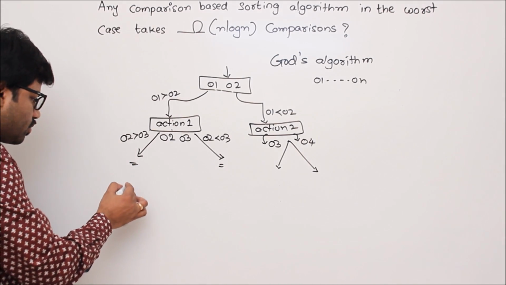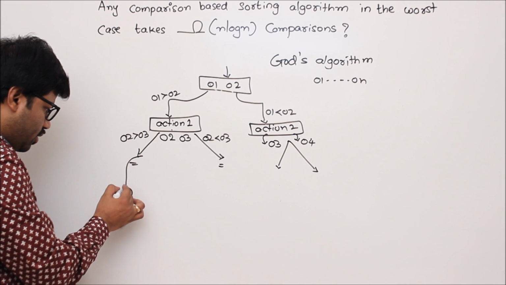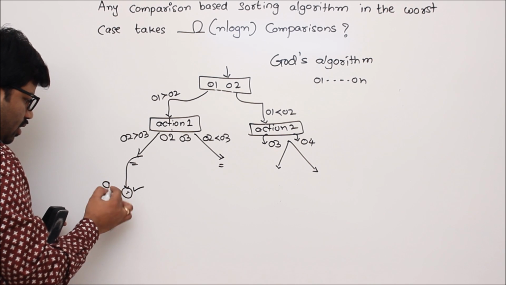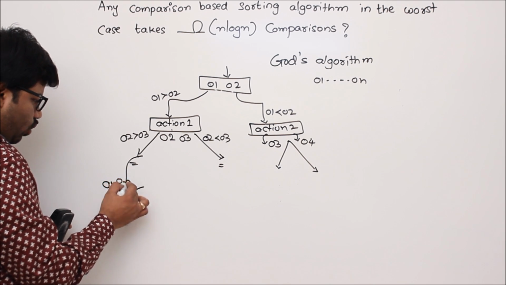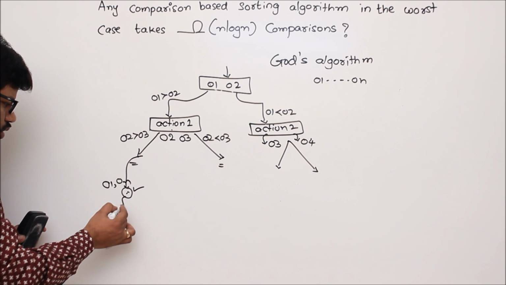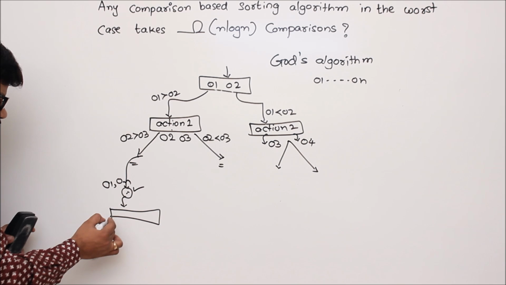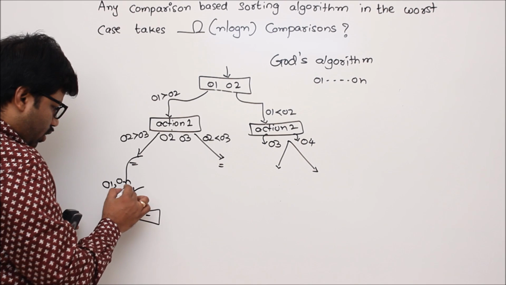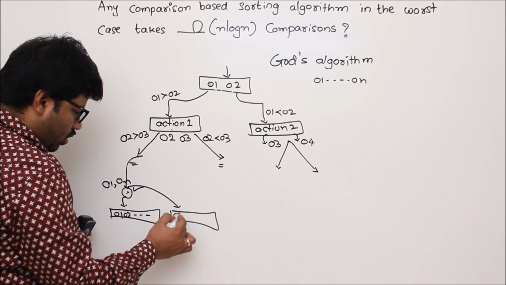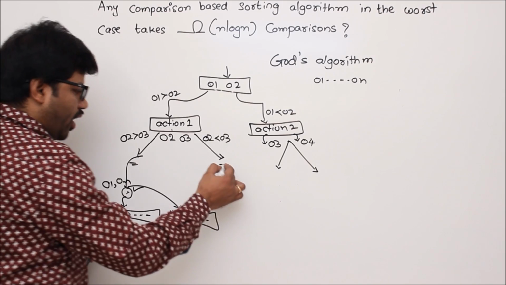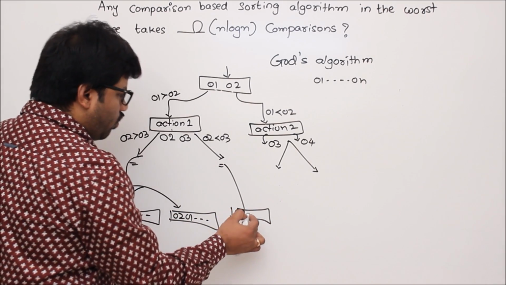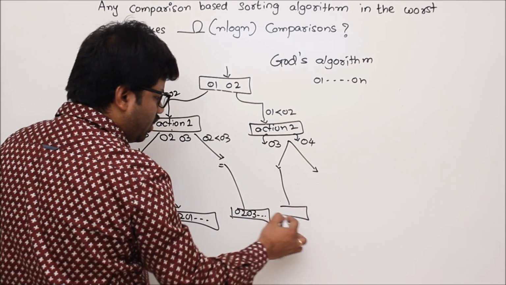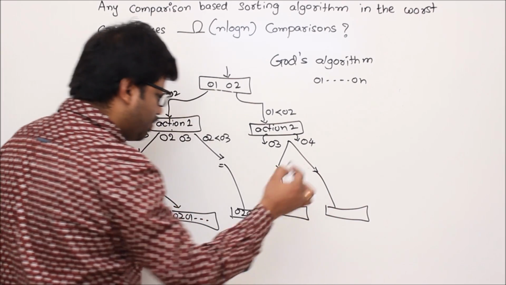Finally, one day, you will reach a point where this is the last comparison, maybe O1 comma ON, any two random. After comparing these two, you decided that the right order is maybe O1, O2, some order. Otherwise, you may take another choice like O2, O1. Finally, by continuing this process, you will reach a point where you get the sorted order, right? That is the goal of any sorting algorithm.